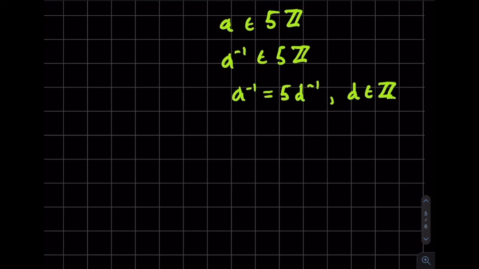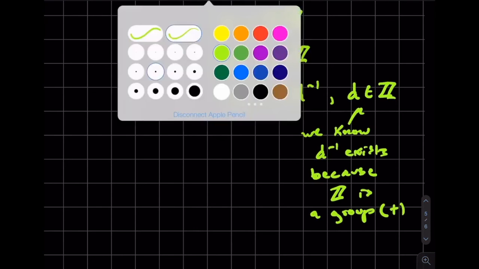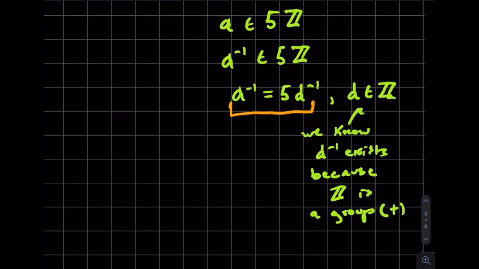And we know this exists. So I'll say we know D inverse exists because Z is a group, and I'll write in parentheses under addition, right? So now all we have to do is show that defining it this way gives us the properties that we want.